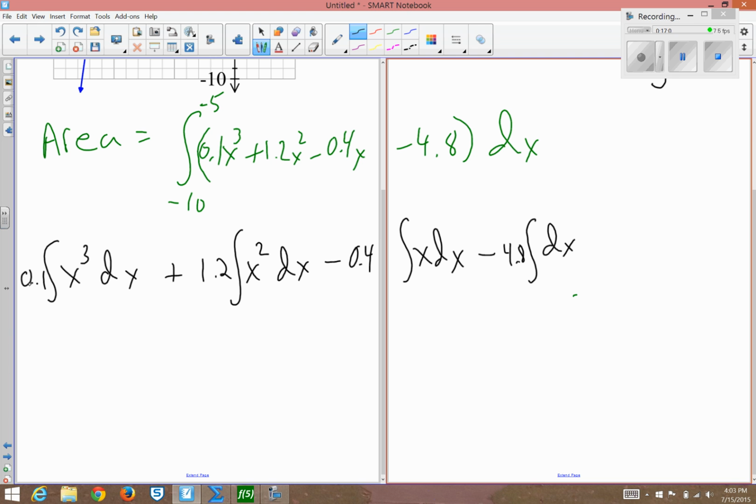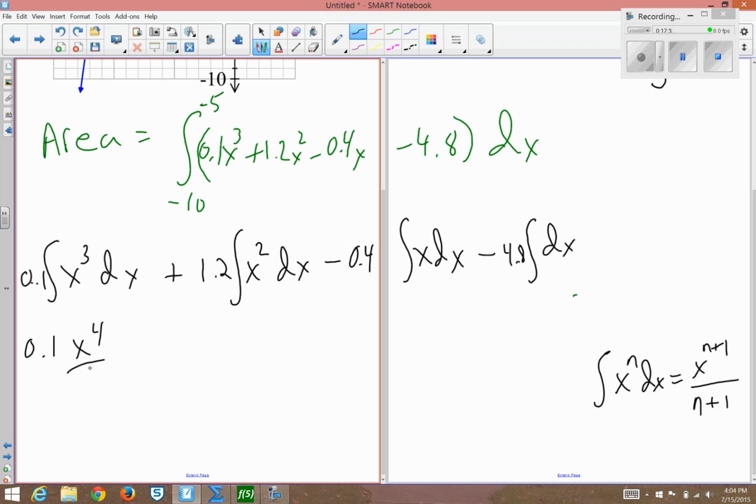So the constant that's multiplied, 0.1, just gets brought down. And the integral of x to any number, dx, is x to that number, the exponent, plus 1 over n plus 1. And the plus c that we used earlier will not be used in these. Whenever we have a definite integral, that means numbers are attached, we leave out the plus c. The integral of x to the third dx is x to the fourth over 4. Copy the plus, copy the 1.2. The integral of x to the second dx is x to the third over 3.